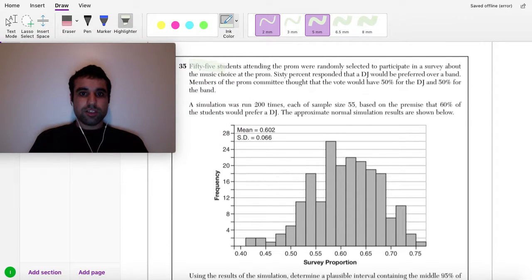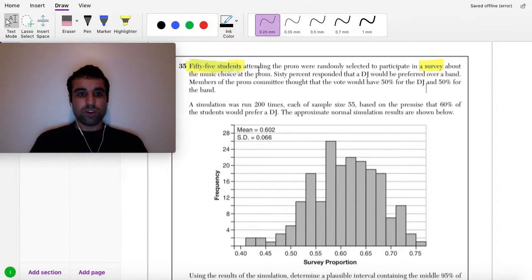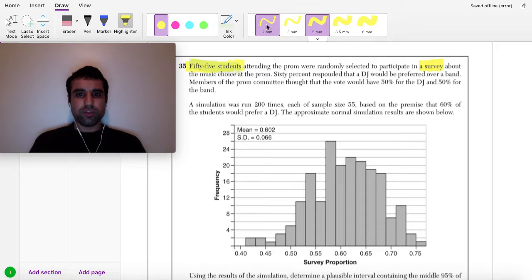55 students attending, I'll use a different color. 55 students attending the prom were randomly selected to participate in a survey. Cool. About the music choice at the prom, another type of statistical study, by the way. Remember we talked about controlled experiment in one of the earlier questions, maybe in a previous video.